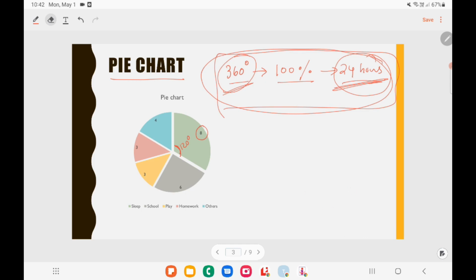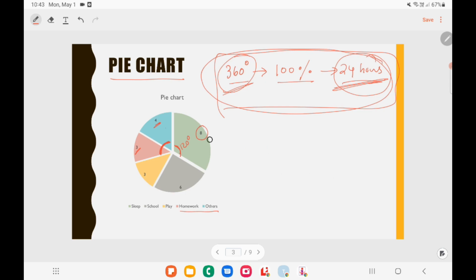Now I want to find the angle of this and this together, the segment that corresponds to others and the segment that corresponds to homework together. I need to find this angle. Just add these hours first, that is 7. We know that 360 degrees corresponds to 24 hours, so we need to find what angle corresponds to 7 hours. Just cross multiply, you will get the answer. In this way you can find out the angles.